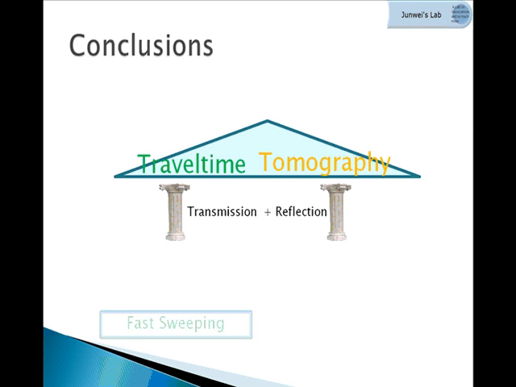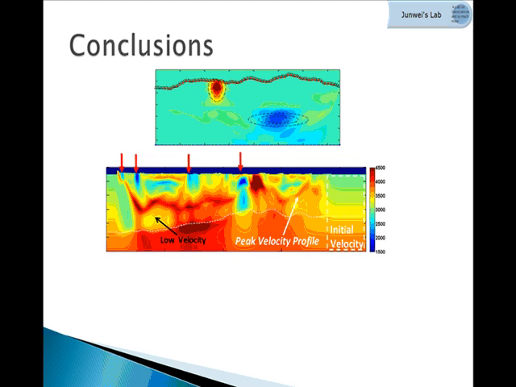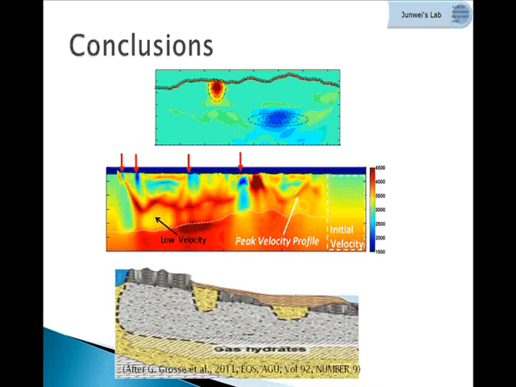So I can join my conclusions here. We implemented a parallel fast sweeping based adjoint seismic travel time tomography using transmission and reflection travel time simultaneously. We applied that to 2D synthetic data, and it recovers both near surface anomalies and deep anomalies. We applied that to field data, and it recovers the multi-scale heterogeneous velocity structures within the permafrost. And hopefully that information will help us to improve the seismic image of the deeper target.